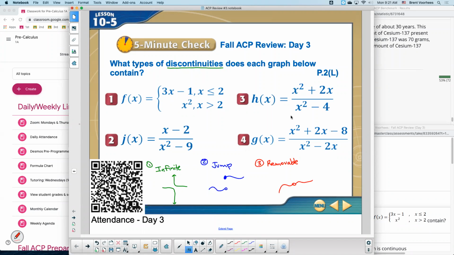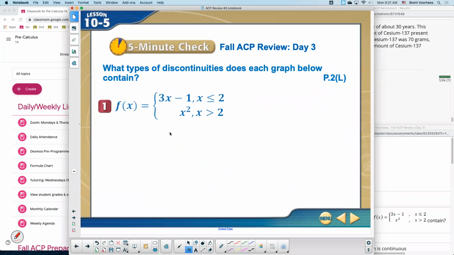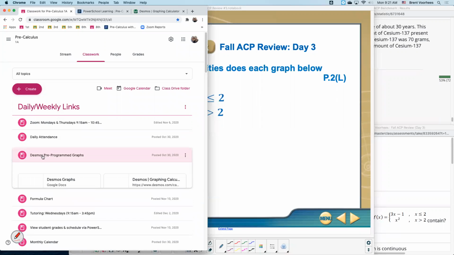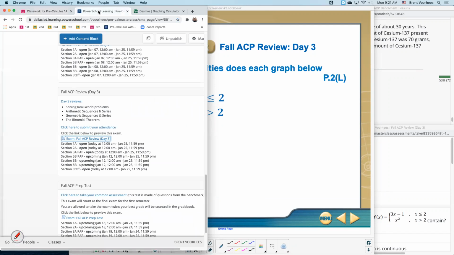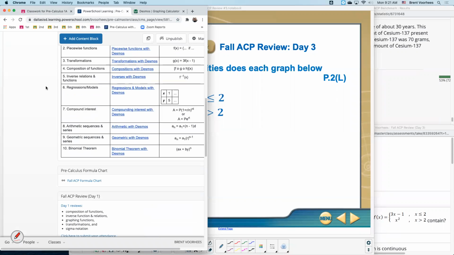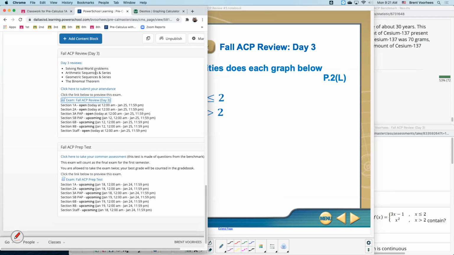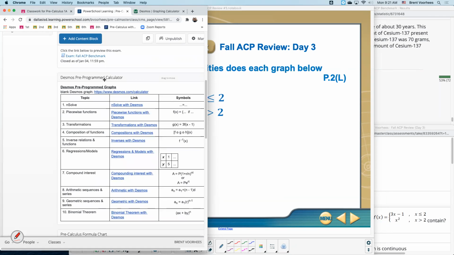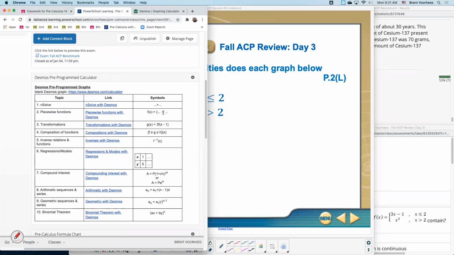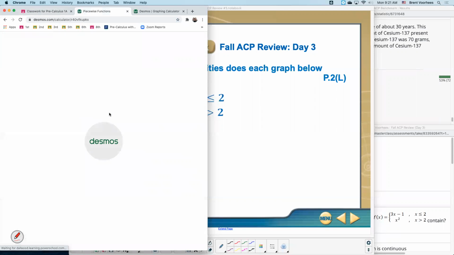So let's take a look at our 4 problems and see what we come up with. Number 1, this is what we call piecewise. I have created a graph for you for piecewise. That's what this symbol refers to. So if I go to my Desmos pre-programmed graphs right there in Google Classroom and click that link, or if you're in PowerSchool Learning, the same site as the day 3 review, what we're doing today, in case you've joined late. I see 5 people have joined since I started. We can go to piecewise over here. It's number 2. It has that same symbol. So I'll click this.